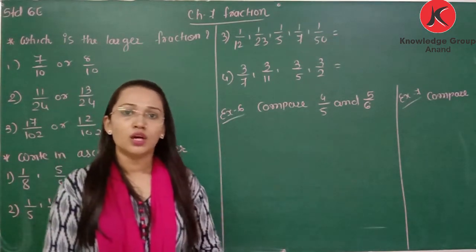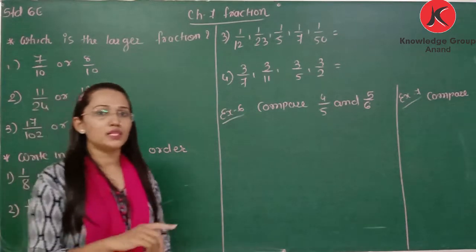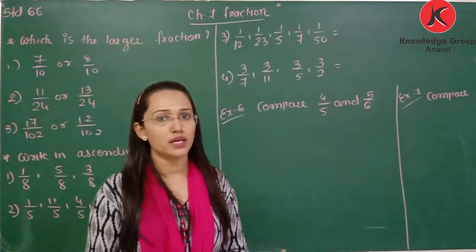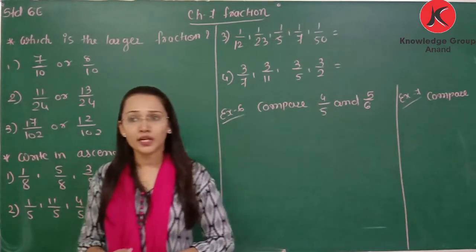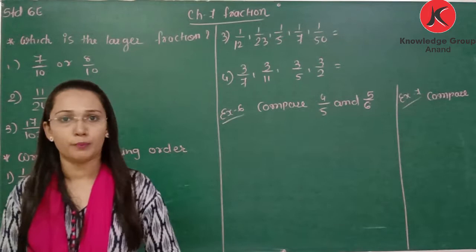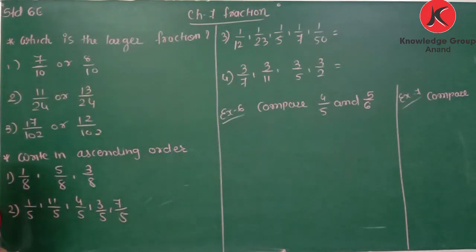Then we learned the cross multiply method, which means multiplying the numerator of the first fraction with the denominator of the second, and the numerator of the second fraction with the denominator of the first. That is called cross multiply. So today we will solve some examples.